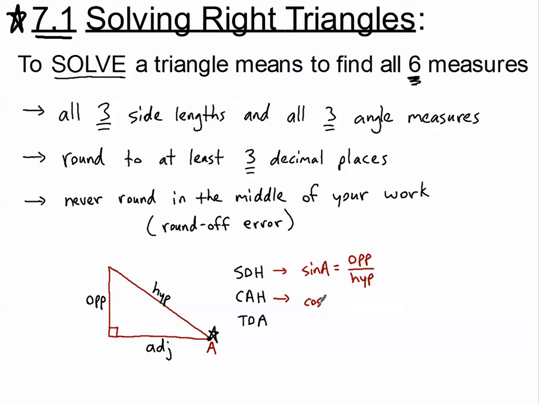Cosine, if I'm standing on angle A, the cosine is the adjacent divided by the hypotenuse, or CAH, there's the CA, and TOA, that represents your tangent. The tangent of A is the opposite divided by the adjacent. That's the TOA. So that's what I mean when I say sohcahtoa. You might have learned other methods to remember your sine, your cosine, and your tangent when given a right triangle, but that's how I like to remember it.